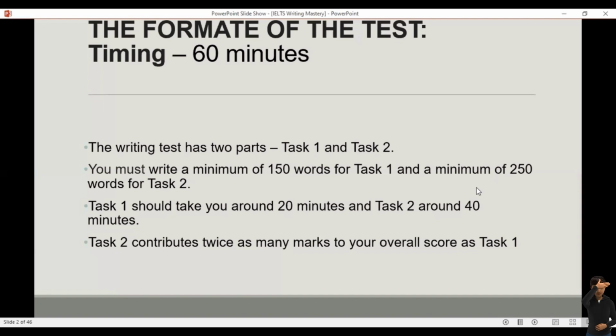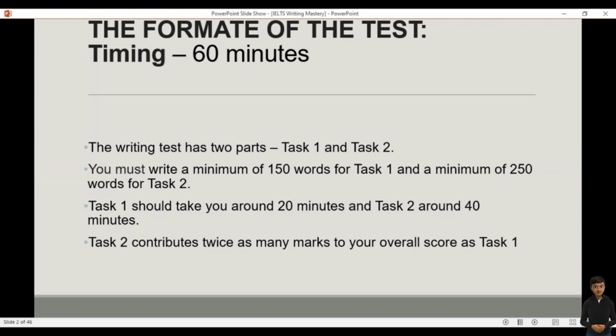First of all, we will have the general understanding of the format of the test. The total time duration of the writing test is 60 minutes, and the writing test has two parts. This is what we call task 1 and task 2. You must write a minimum of 150 words for task 1 and a minimum of 250 words for task 2.